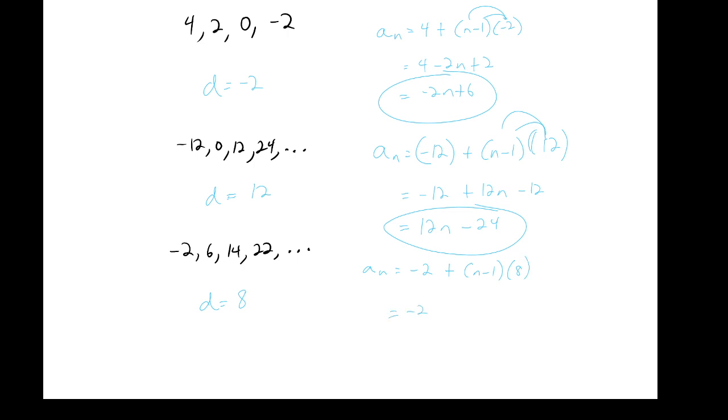This should be like an old habit by now. We have negative 2. We're going to distribute that 8, right? 8 times n is 8n. 8 times negative 1 is negative 8. Combine our terms, so we're going to have 8n minus 10. And there we go.